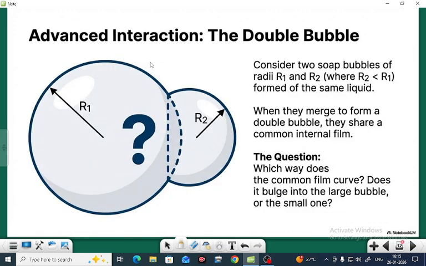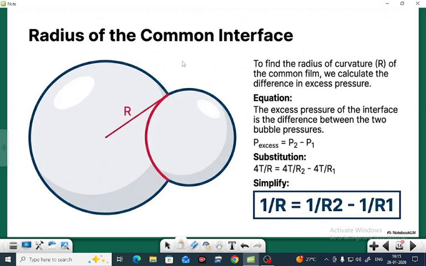This is an advanced interaction, the double bubble. Consider two soap bubbles of radii R1 and R2, where R2 is less than R1, formed of the same liquid. When they merge to form a double bubble, they share a common internal film. The question: which way does the common film curve? Does it bulge into the large bubble or into the small one?